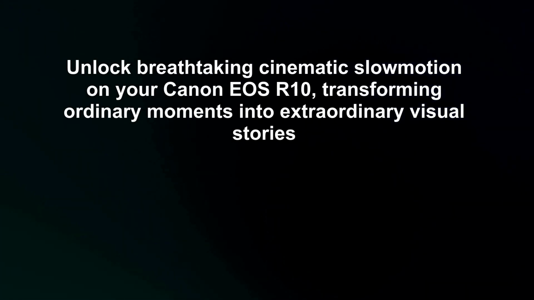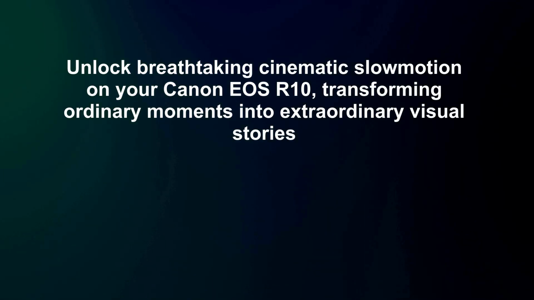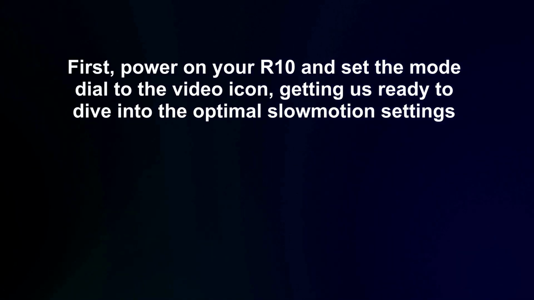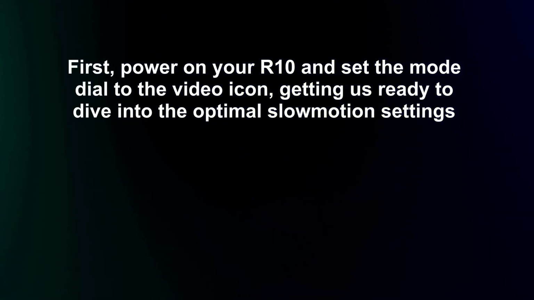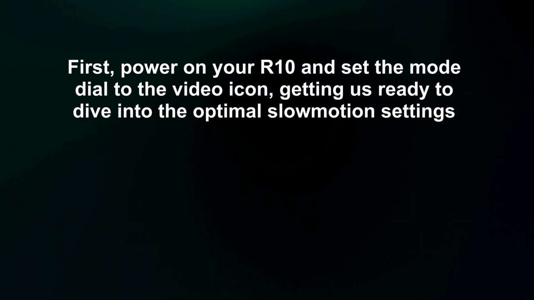Unlock breathtaking cinematic slow motion on your Canon EOS R10, transforming ordinary moments into extraordinary visual stories. First, power on your R10 and set the mode dial to the video icon, getting us ready to dive into the optimal slow motion settings.